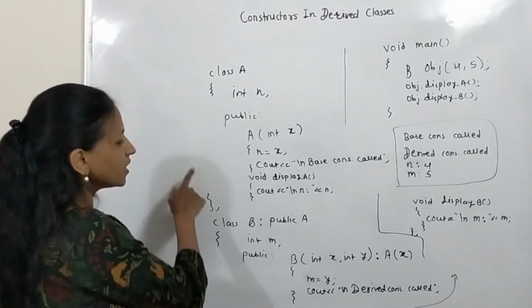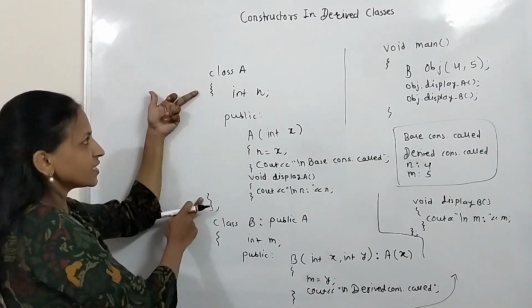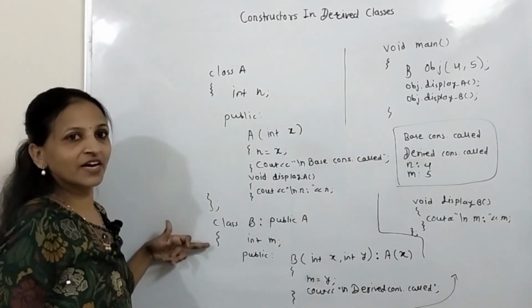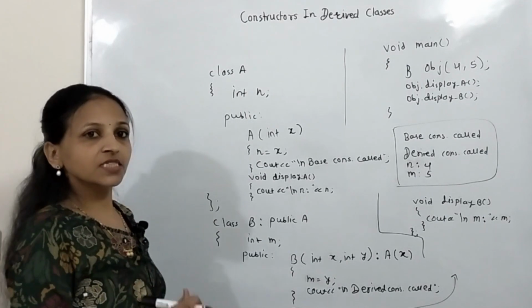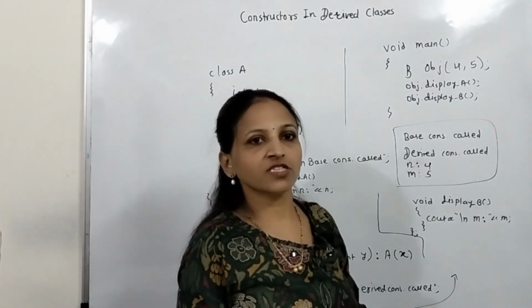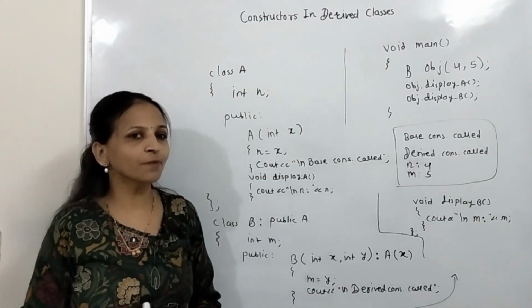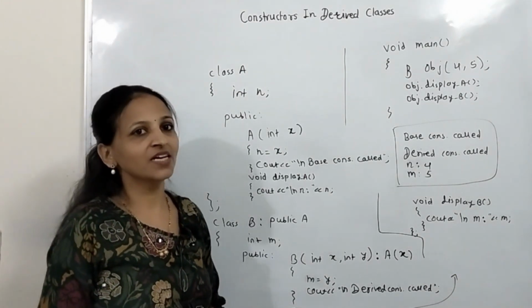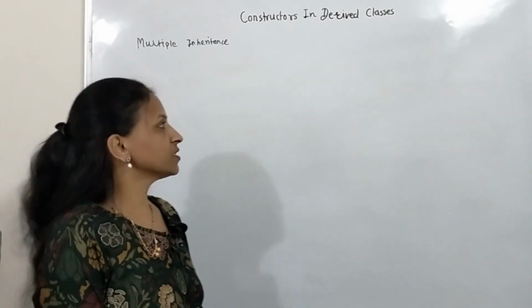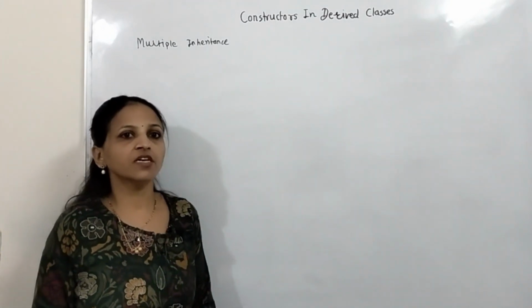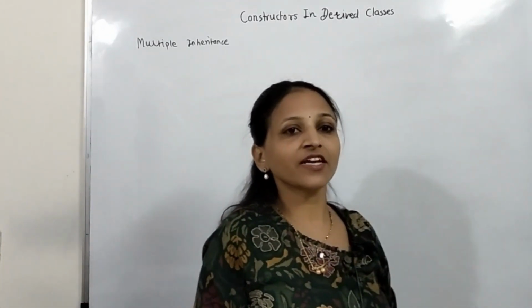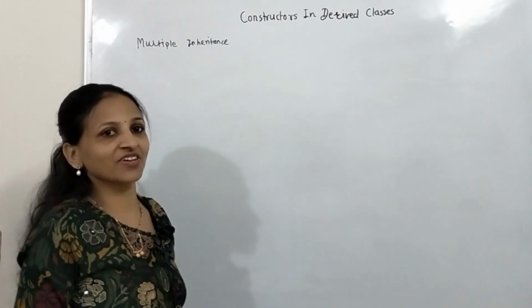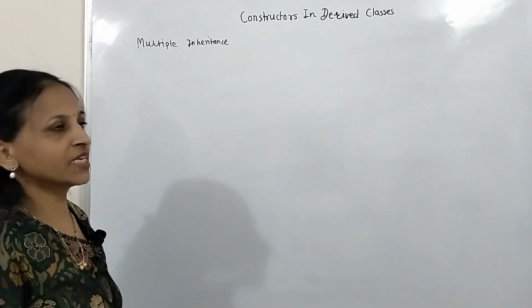Now see, this is a single inheritance because class A is there, and from that we are creating only one class B. This is a single inheritance concept. But if it is a multiple inheritance, then what will happen, that we have to see now. See, multiple inheritance means what? From more than one class we are creating only a single derived class. That is the concept of multiple inheritance.